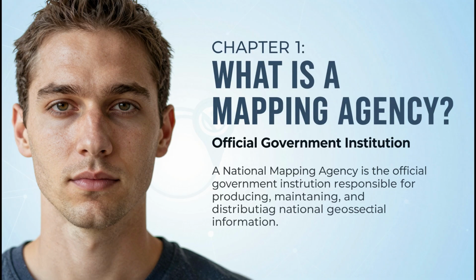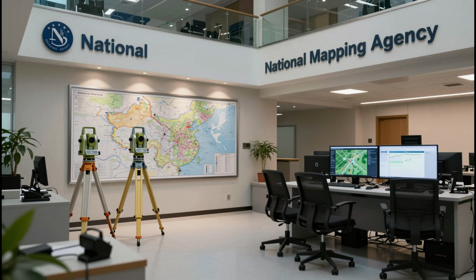Chapter 1. What is a national mapping agency? A national mapping agency is the official government institution responsible for producing, maintaining, and distributing national geospatial information. It serves as the authoritative source of geographic data within a country.